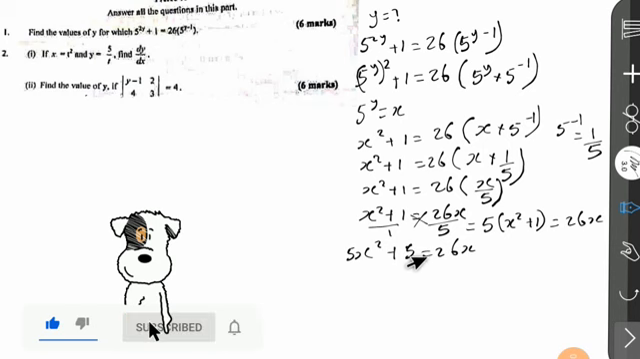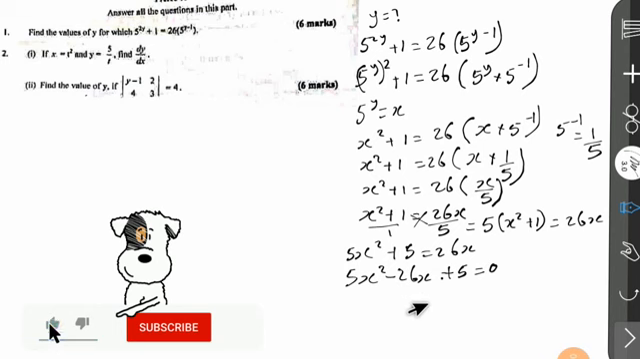So in this place now, if you see the question like this, this will be a quadratic equation. So if you equate this one to be equal to 0, it will be 5s squared minus 26s plus 5 equal to 0. So this will give us a quadratic equation now. So how do we solve this one now?